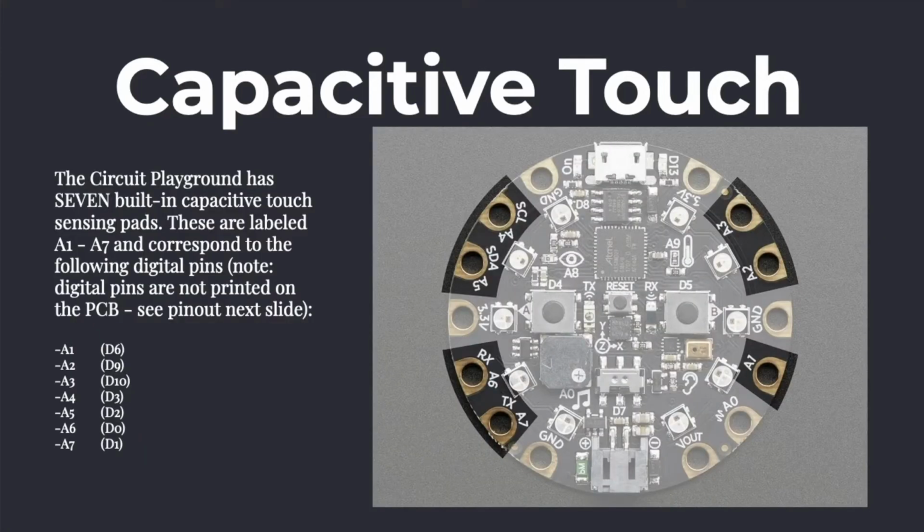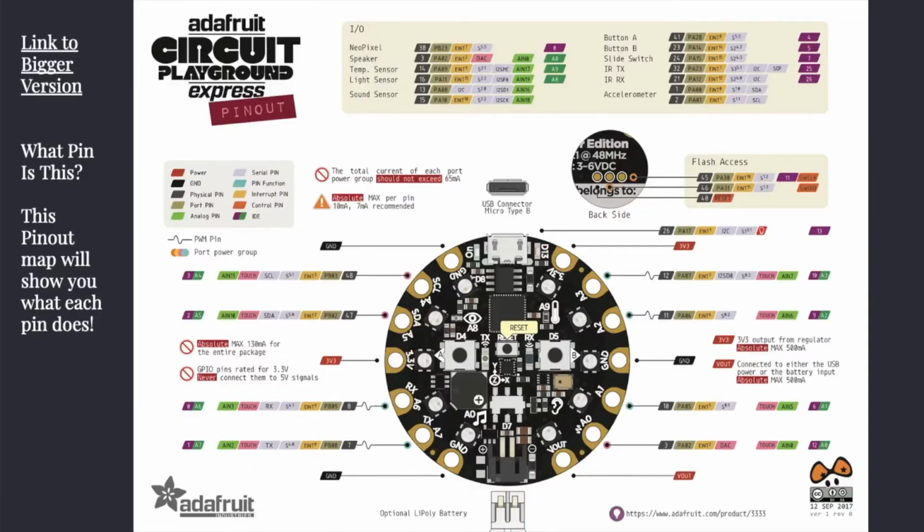The Circuit Playground has 7 built-in capacitive touch sensing pads. These are labeled as A1 through A7 on the board and correspond to the following digital pins. You should note that the digital pins are not printed on the PCB, but you can see the pinout on the next slide to see what each digital pin is. Here's the pinout map for the Adafruit Circuit Playground Express. Here you can see which pin each sensor is connected to, as well as which pin is each analog and digital pin.